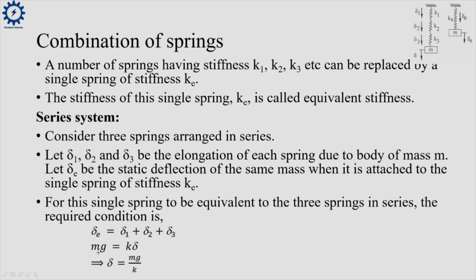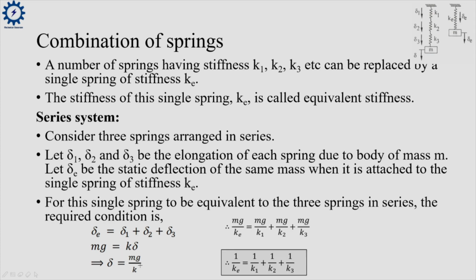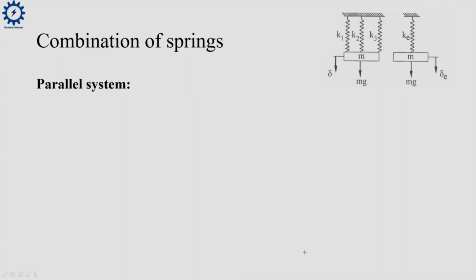We know this relation mg equal to k delta. Delta will be equal to mg by k. Substituting in this relation, we can represent mg by ke equal to mg by k1 plus mg by k2 plus mg by k3. Mg is common on either side, so we will be getting 1 by ke, that is expression for equivalent stiffness, equal to 1 by k1 plus 1 by k2 plus 1 by k3 when the springs are connected in series. Now consider the parallel system.